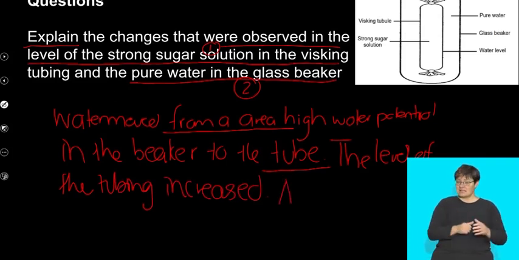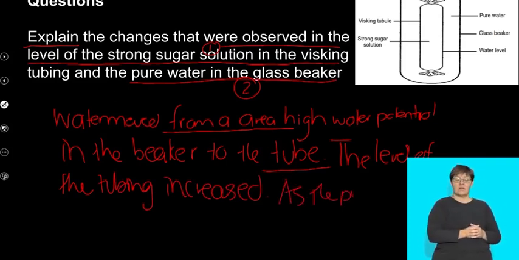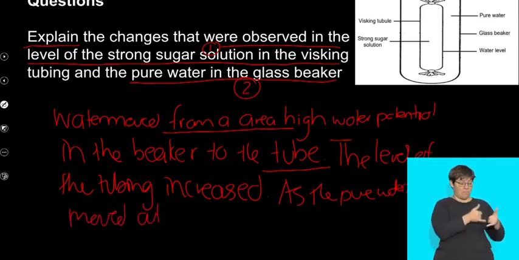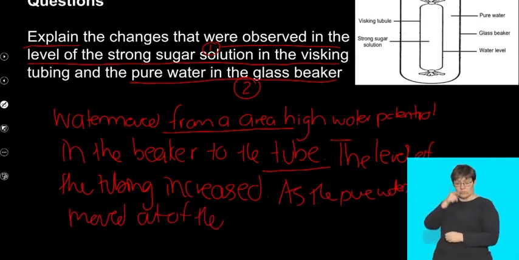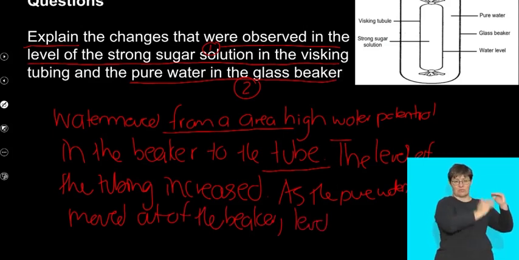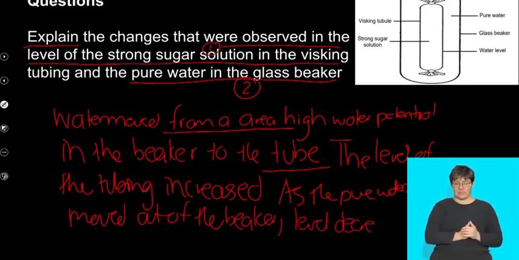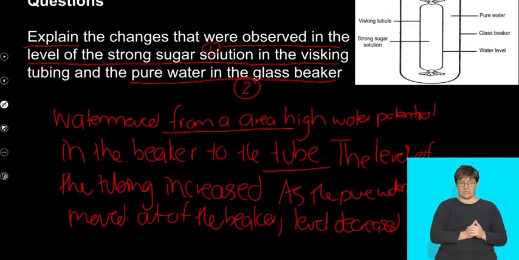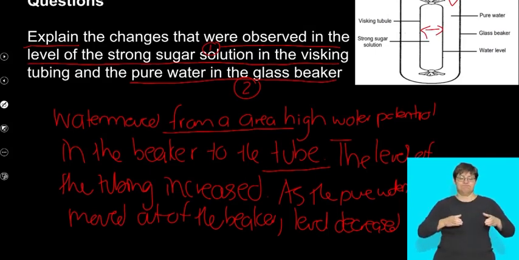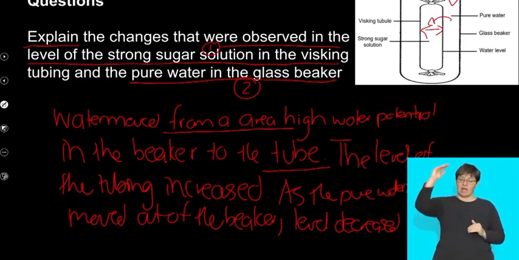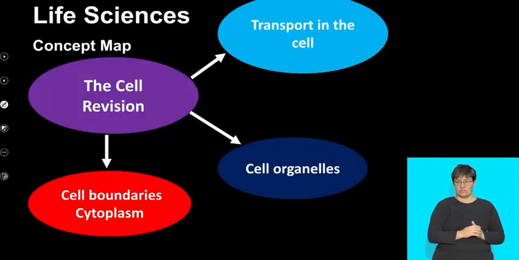So as the pure water moved out of the beaker, the level decreased. Okay, so guys, what happened? This level got lower and this got more. Because where does water move? From a high concentration to a low concentration.